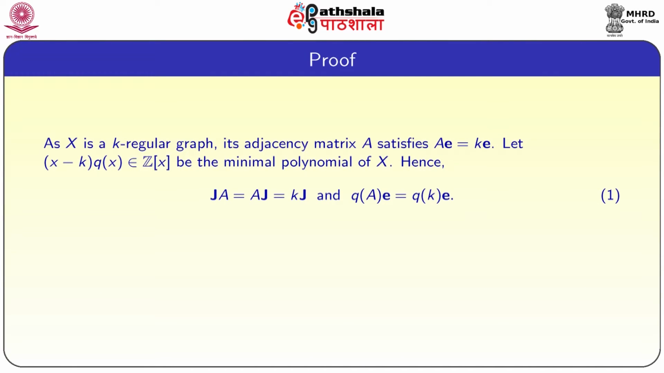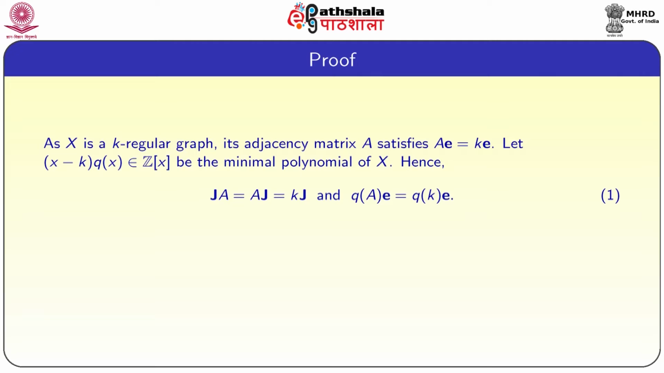The proof: let X be a k-regular graph. Its adjacency matrix A satisfies A times e equal to k e, where e is a column vector of all ones. Let (x minus k) times q of x belonging to Z[x] be the minimal polynomial of X. Hence, JA is equal to AJ equal to kJ. It is easy to prove that a graph is regular if and only if JA is equal to AJ, that we have not proved, but it is easy to show.